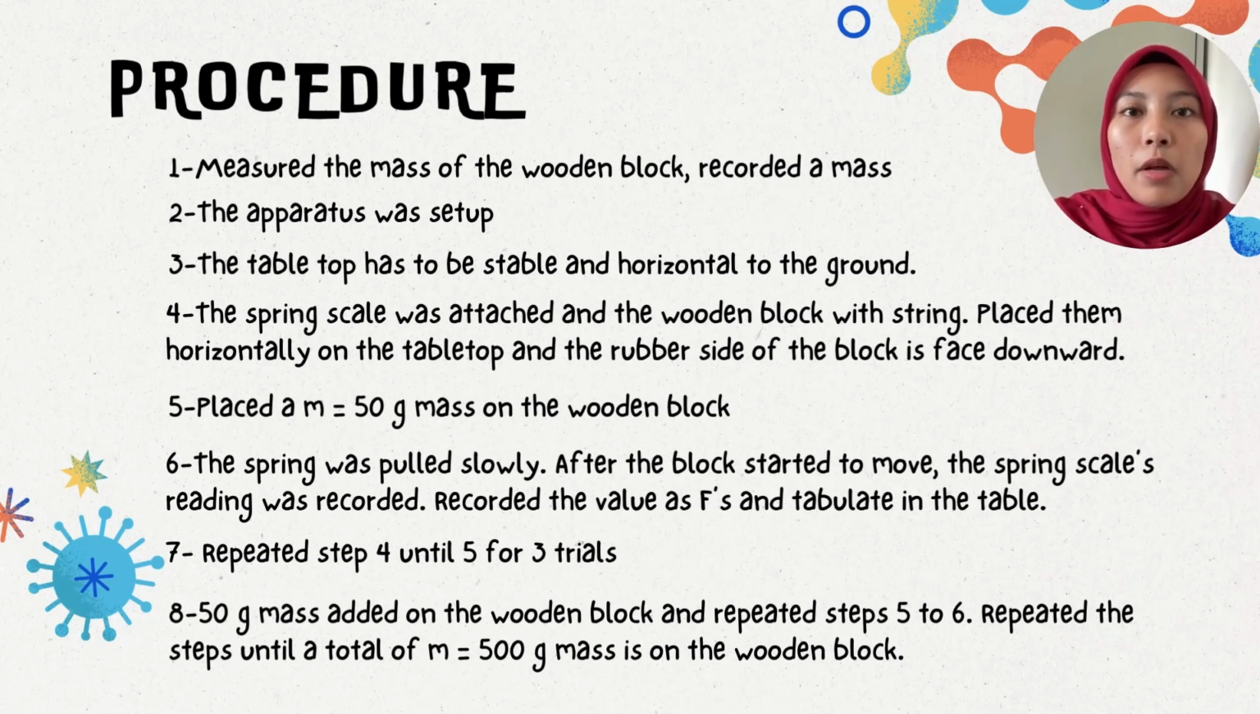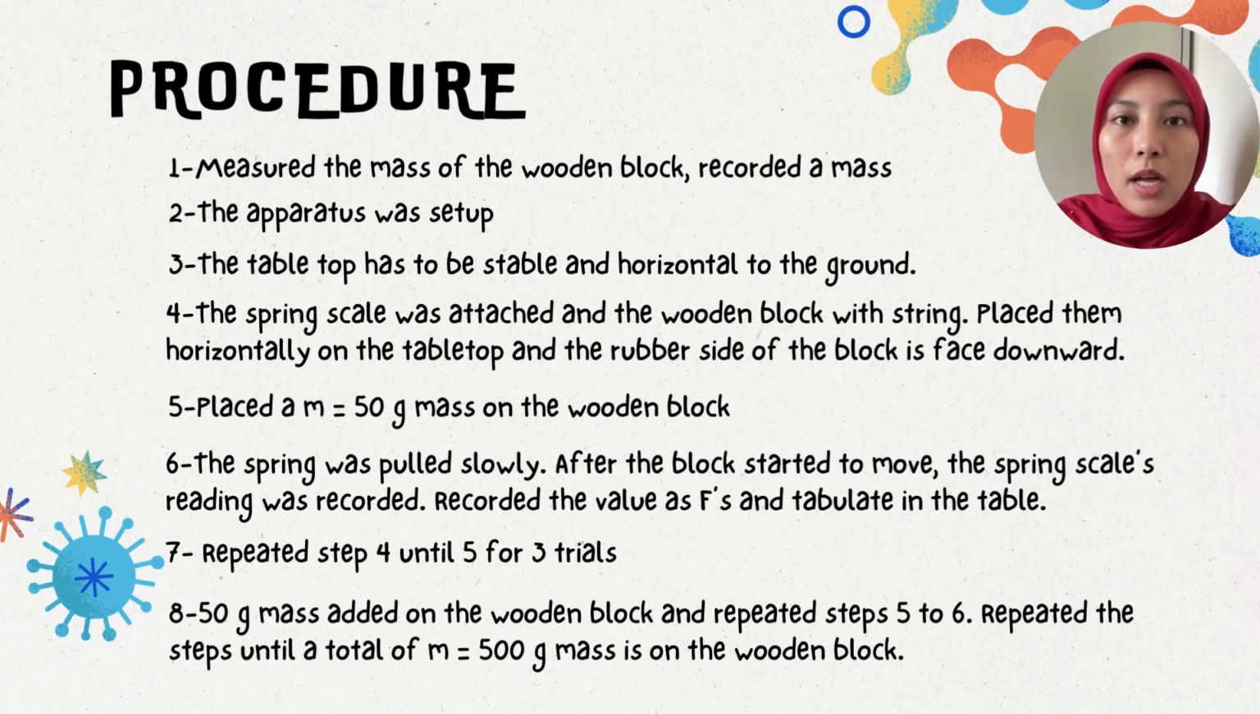Number 5, place M equals 50 gram mass on the wooden block. Number 6, the spring scale was pulled slowly. After the block started to move, the spring scale's reading was recorded. Record the value as Fs and tabulate it in the table. Number 7, repeat steps 4 to 5 for 3 trials.